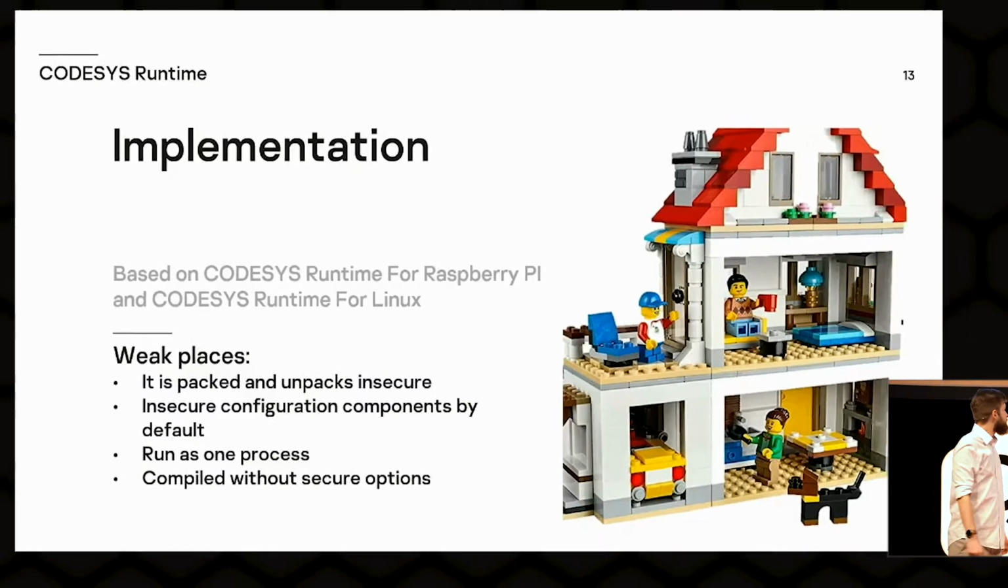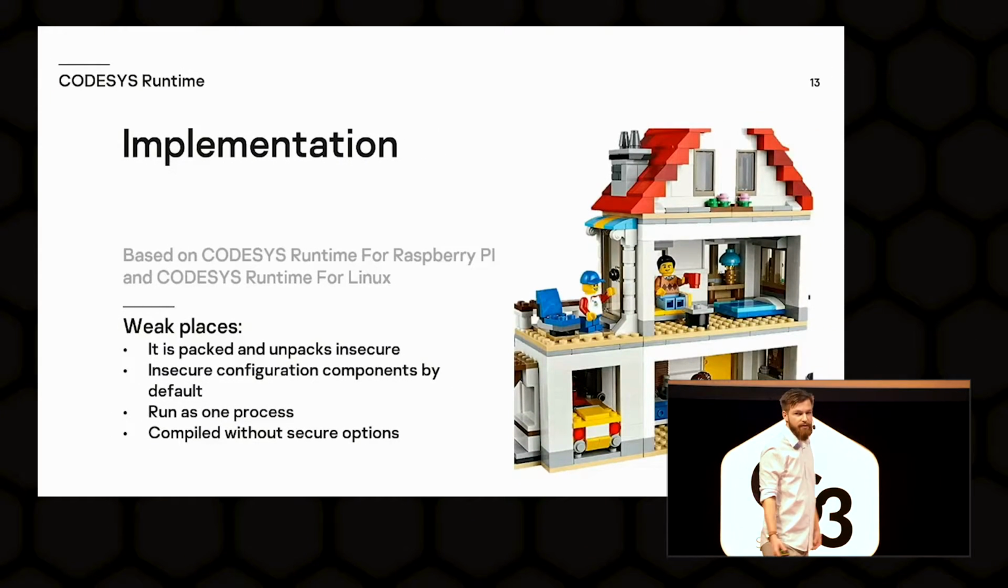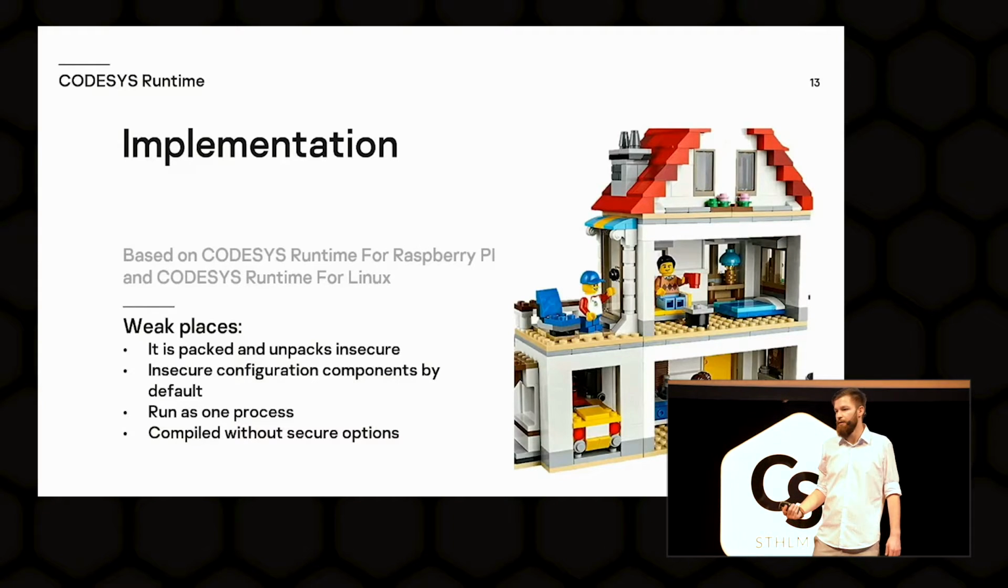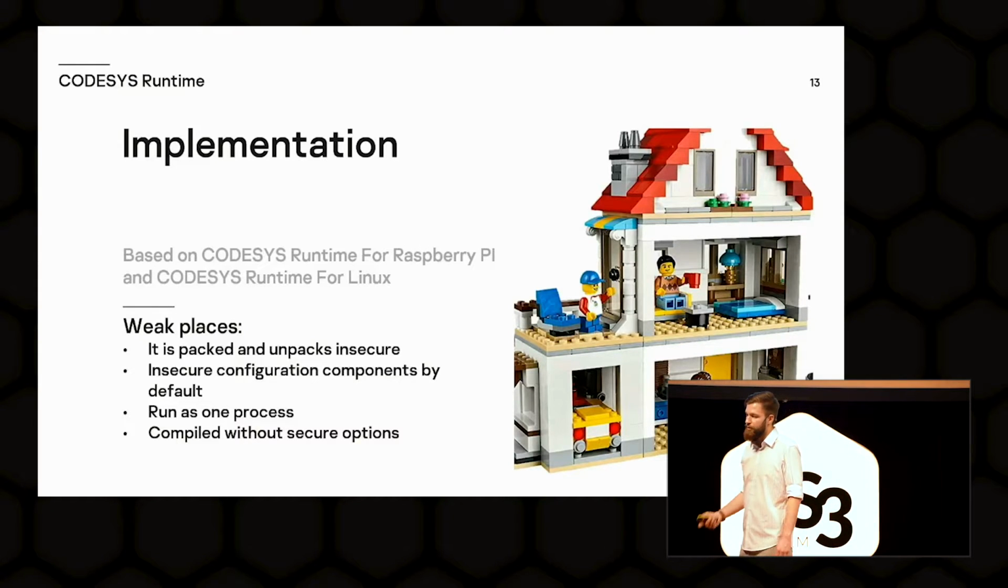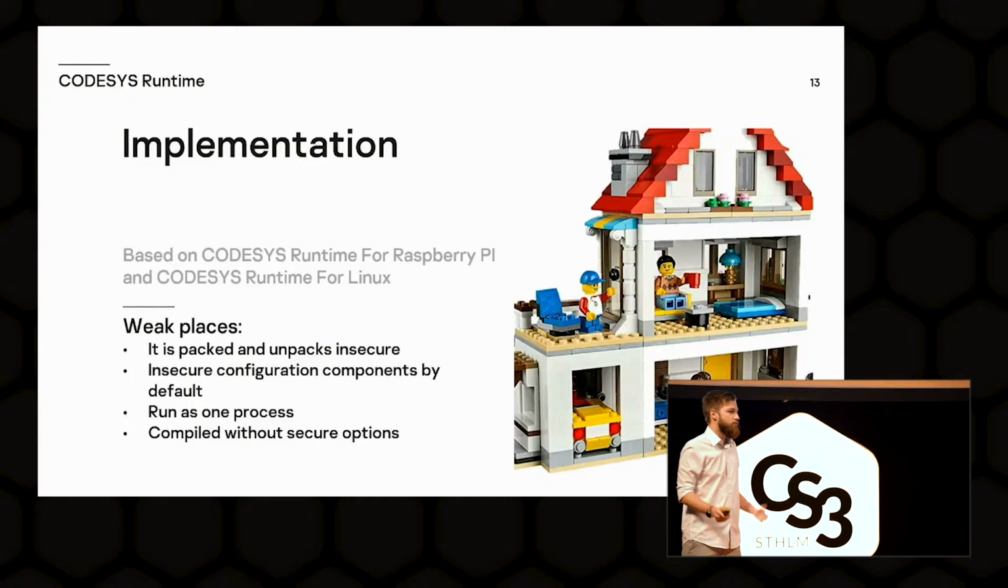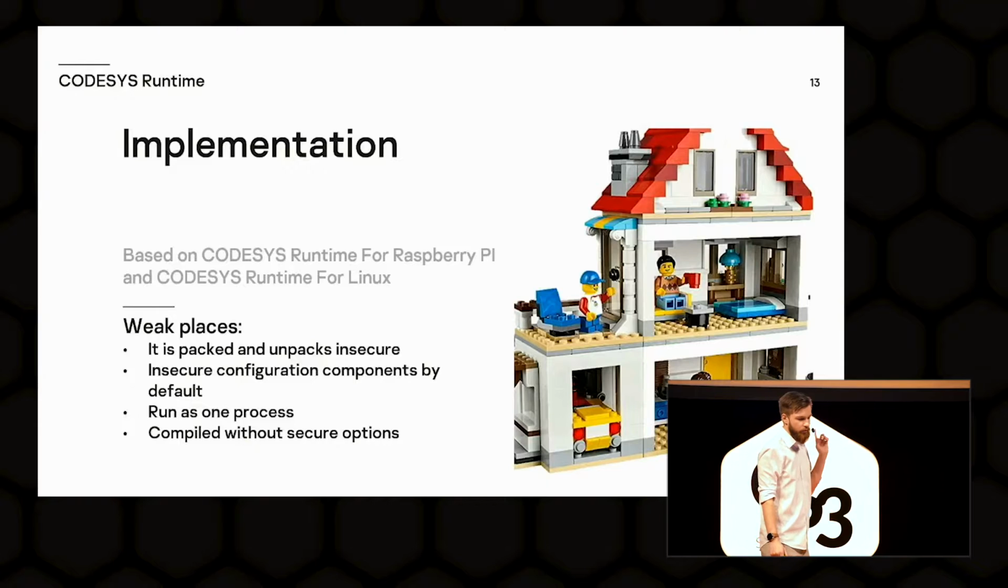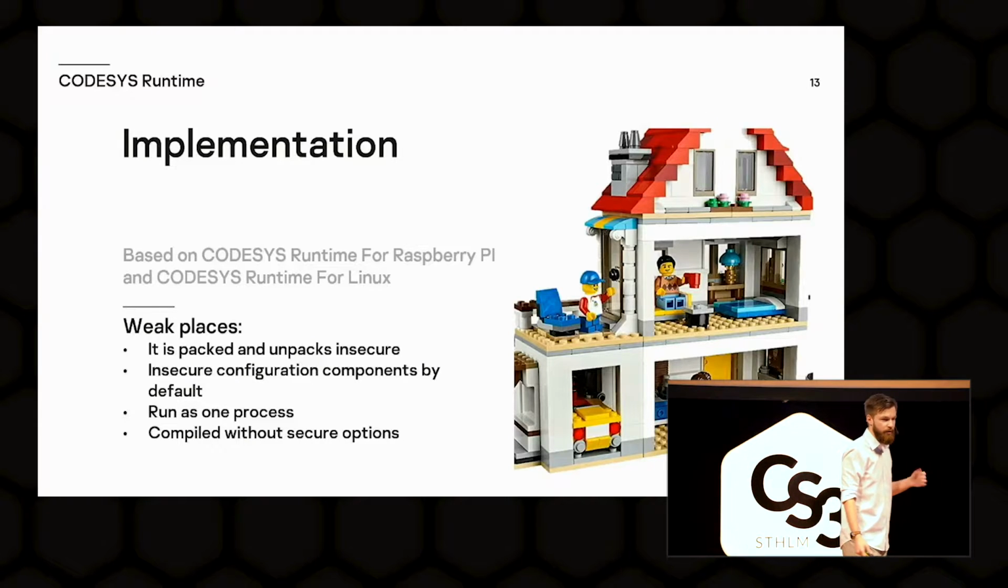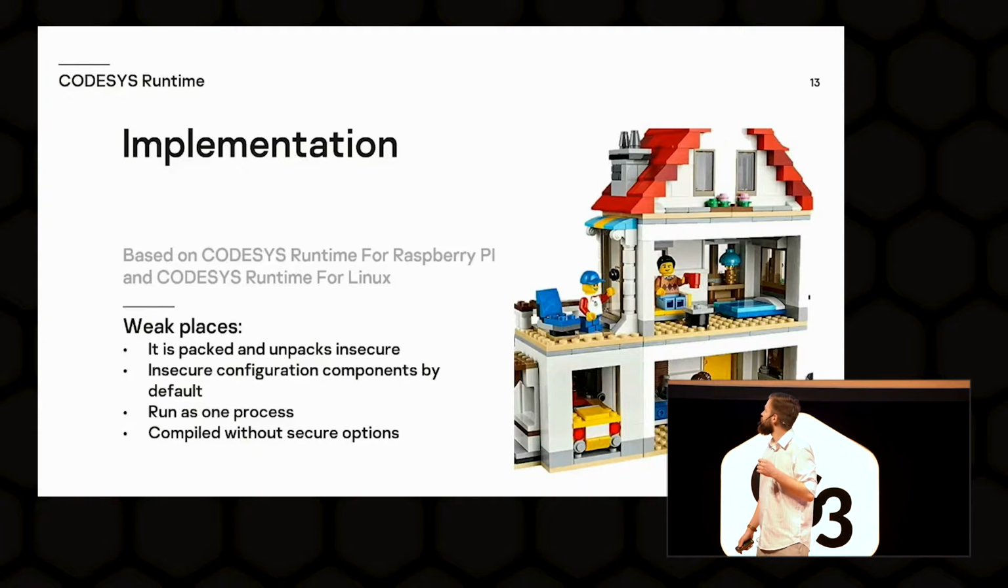As I said before, the CODESYS group has adapted only 20 CODESYS runtimes for different devices, and there are two adaptations: one for Raspberry Pi, and one for Linux as a soft PLC.